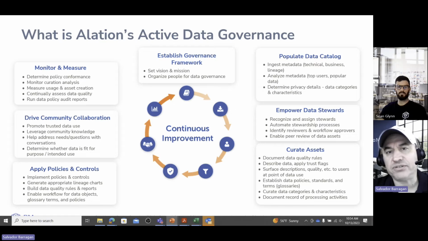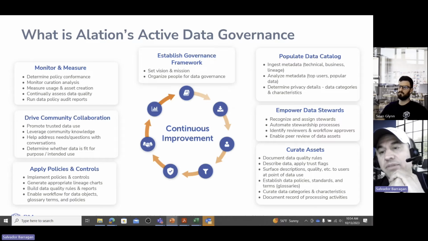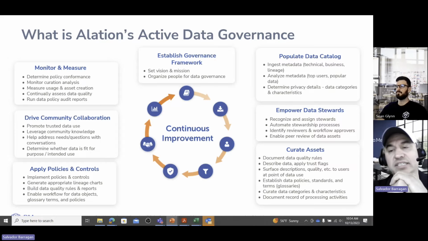But after establishing your governance framework, you move on to populating the data catalog. Once you've looked at what the strategy is going to be, understood what that operating model is going to be, and understood the data domains you're going to be using, then you go into how you're going to populate that data catalog. In other words, how you're going to ingest the metadata, analyze it, and determine the categories of that data, the domains, what the characteristics of the data are, and the privacy details.